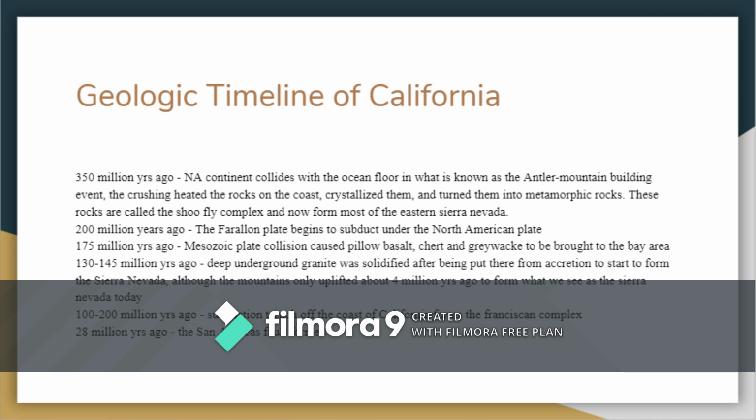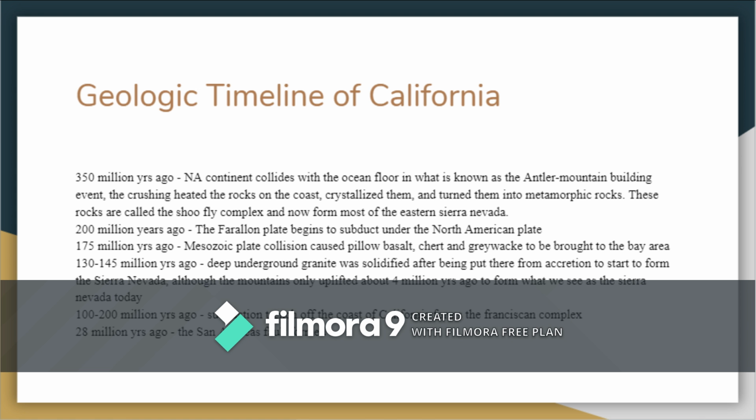So this is a geologic timeline of California. 350 million years ago, the North American continent collides with the ocean floor in what is known as the Antler Mountain building event. The crashing heated rocks on the coast so that it crystallized them and turned them into metamorphic rocks. These rocks compose the Shoe Fly complex, and it now forms most of the eastern Sierra Nevada.